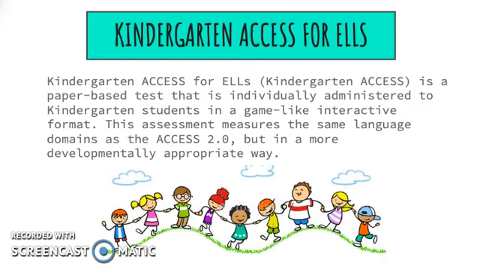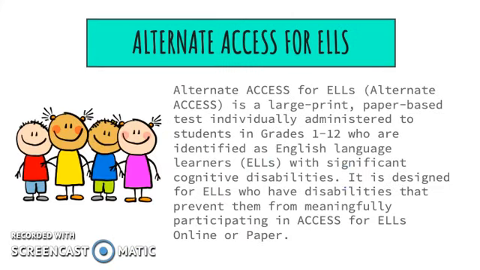And finally, the alternate access for ELLs is a large print paper-based test that is individually administered to students in grades 1 through 12 who are dual identified as both an English language learner as well as a student with a significant cognitive disability. It is designed for ELLs who have disabilities that prevent them from meaningfully participating in access for ELLs online or paper.